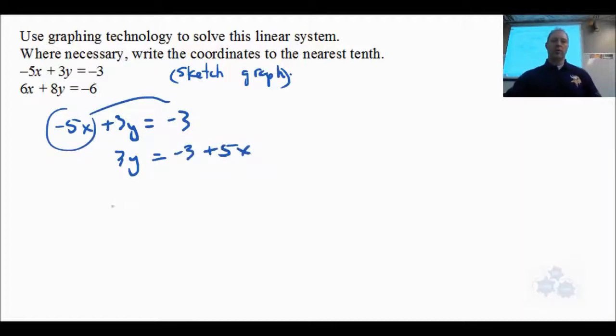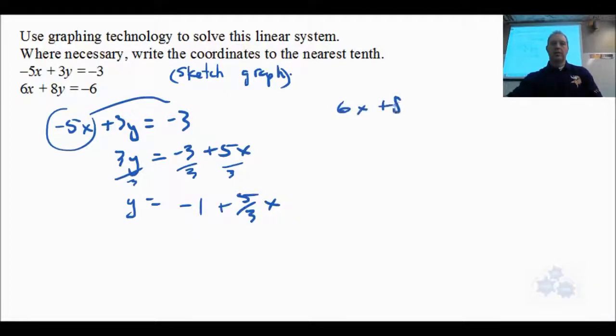Doesn't matter what order things are in. Let's divide by 3, right? Everything divided by 3. So that's negative 1 plus 5 over 3x. Again, doesn't matter the order. If you want to write the x term first, then you go right ahead. Second one, 6x plus 8y equals negative 6.